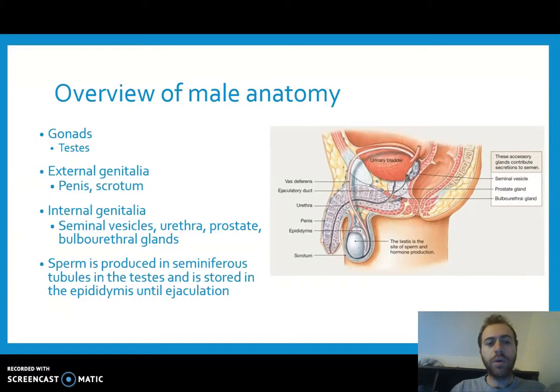This presentation will focus on sperm production and maturation. Sperm is produced in the seminiferous tubules inside of the testes. The seminiferous tubules make up about 80% of the testicular mass in an adult male. Sperm matures in the epididymis, where it is stored until it travels through the vas deferens and eventually the urethra during ejaculation.